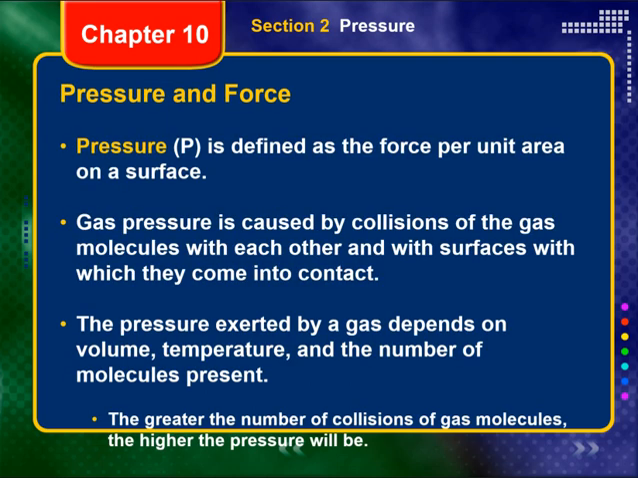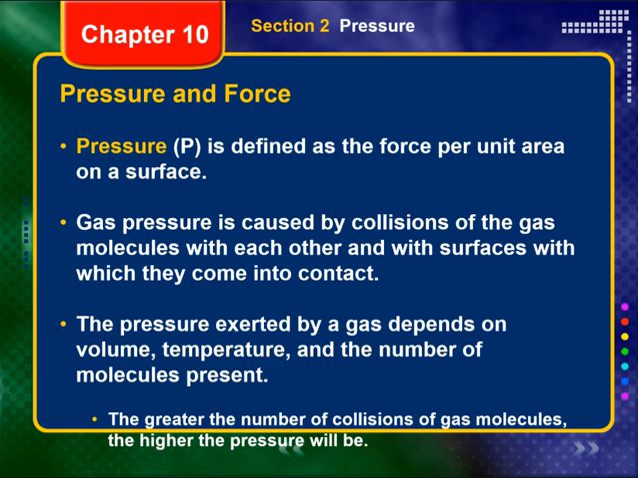Let's start with defining pressure. Pressure, represented by a capital P, is defined as the force per unit area on a surface. Gas pressure, the force per unit area, is caused by the collisions of gas molecules, either with each other or with the surfaces with which they come into contact, the container wall. The pressure exerted by a gas depends on the volume of the container, because that's going to have an effect on how many collisions there are per unit time.